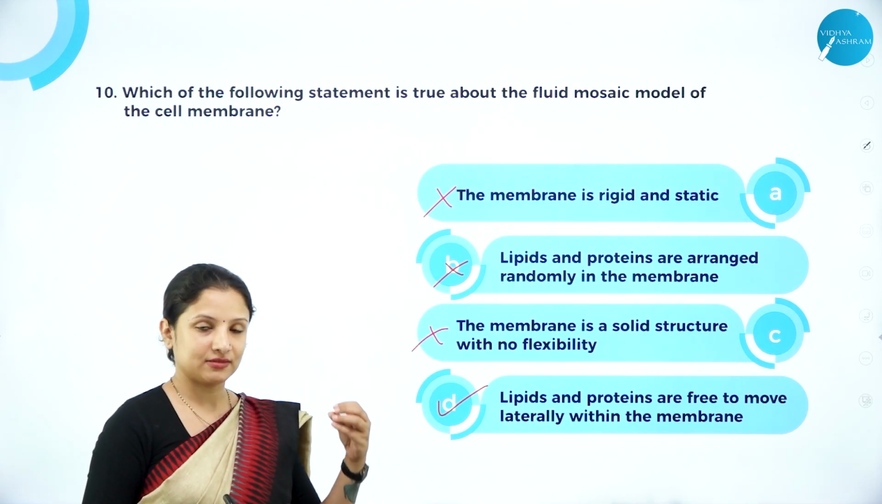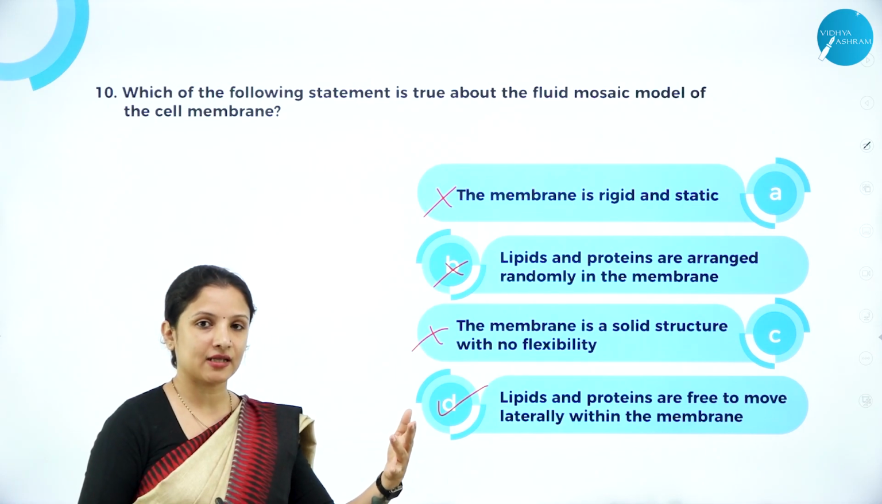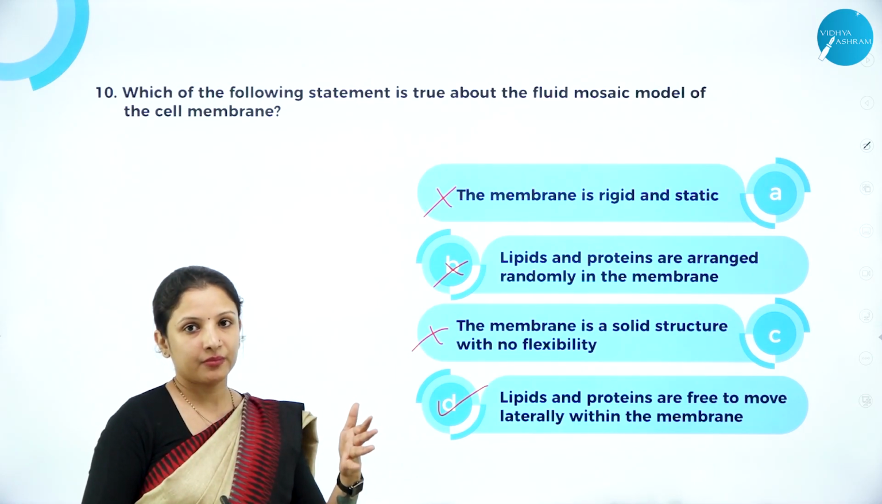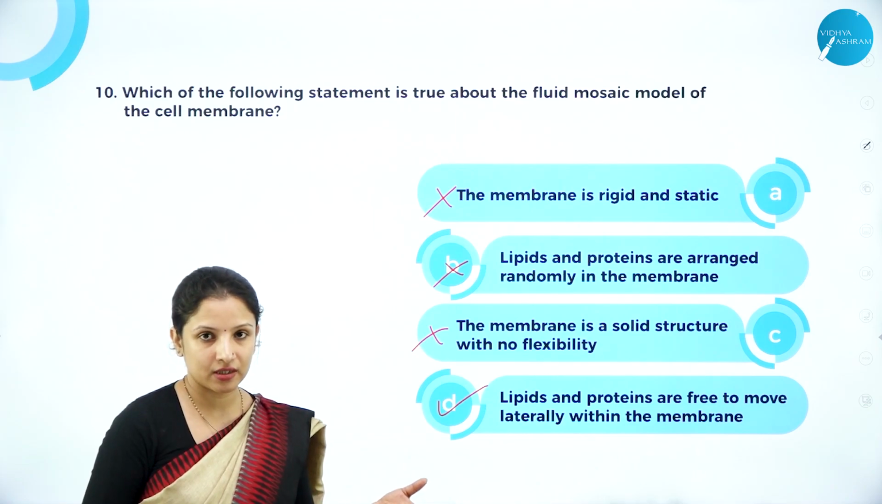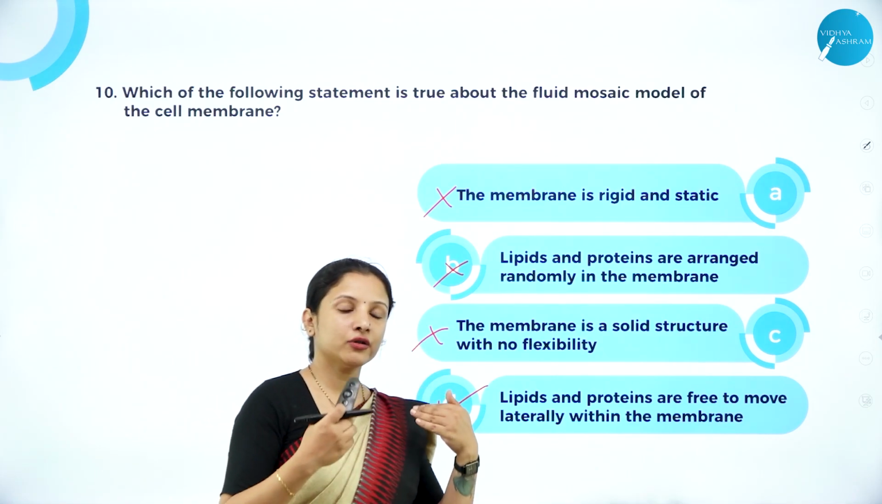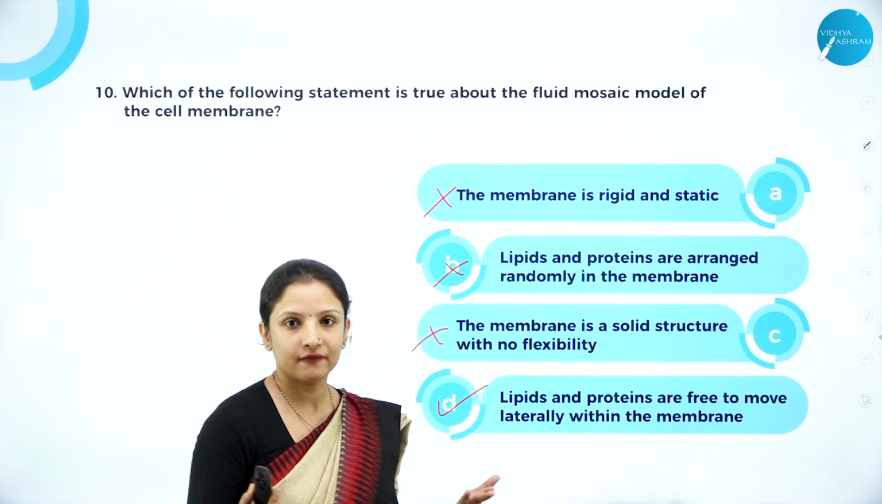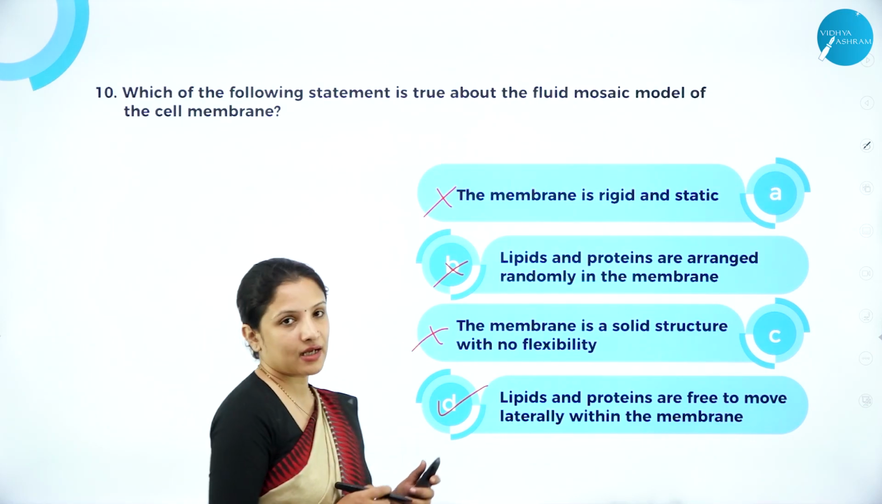So that is about the fluid mosaic model. That's what it states, right? The phospholipids that are there, the plasma membrane has fluidity. It is fluid in nature, wherein it can allow the proteins and the lipids to move here and there wherever it wants. So option D is the right answer here.